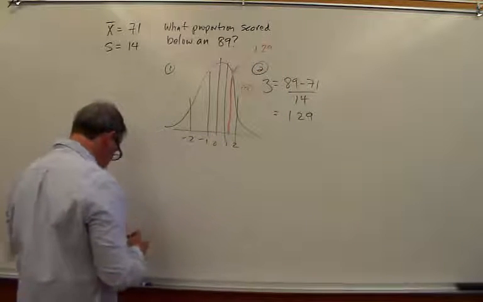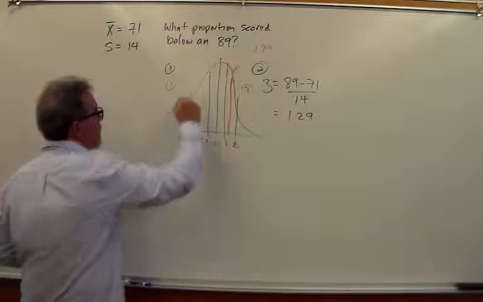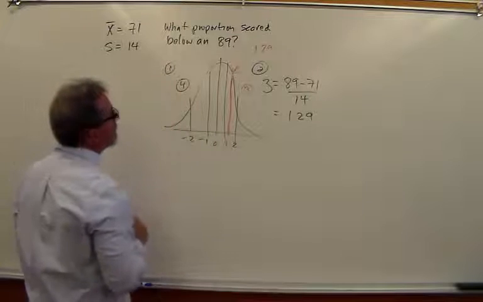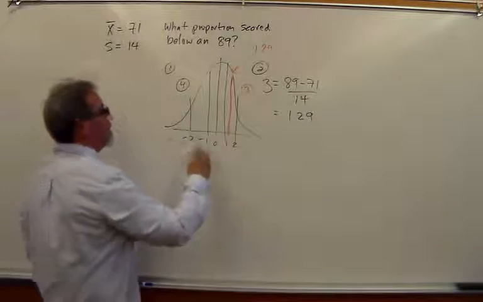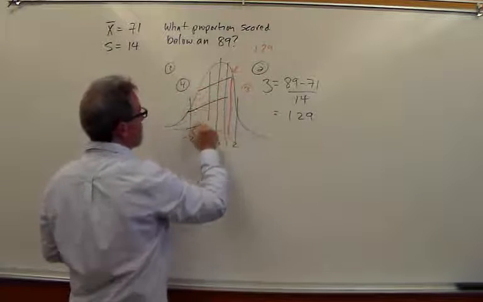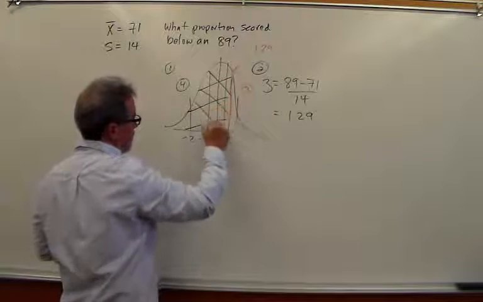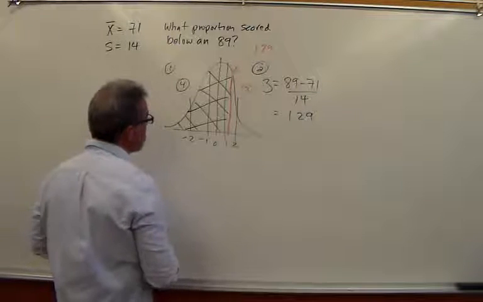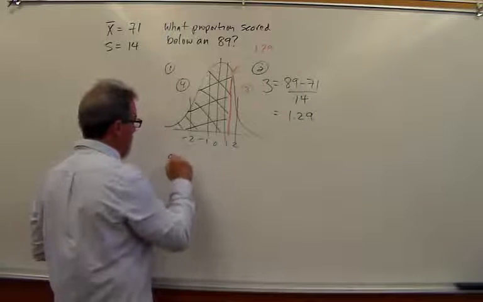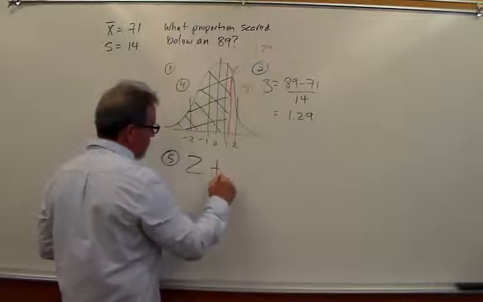All right. Step number 4 is shade. Read the question. What proportion scored below an 89? That's everything this way. All right. We've got our shaded regions. Step 5 is to go to the z-table.